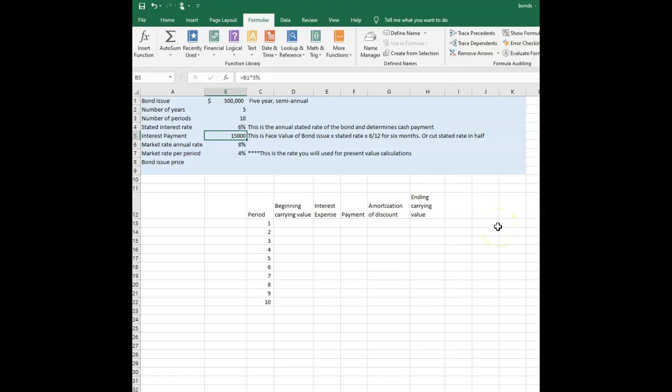At the time that they went to market, the market rate was 8% annual. So again, we have to cut this in half at 4%. So the market interest rate is what you're going to use as part of the pricing of the bond.